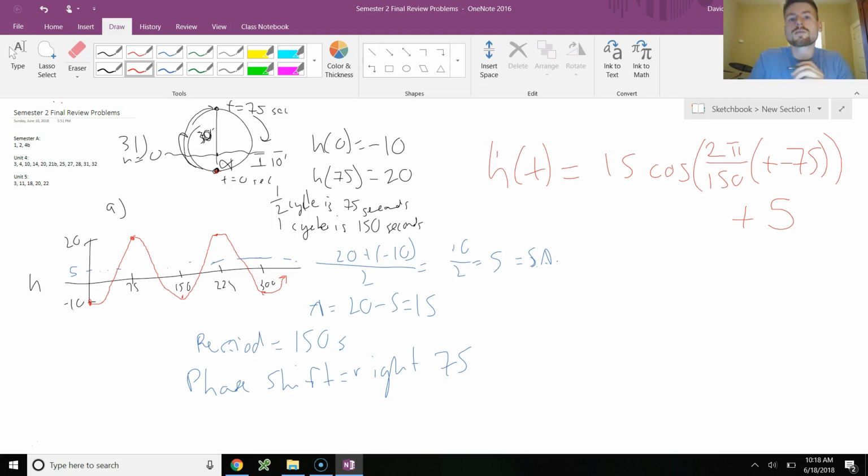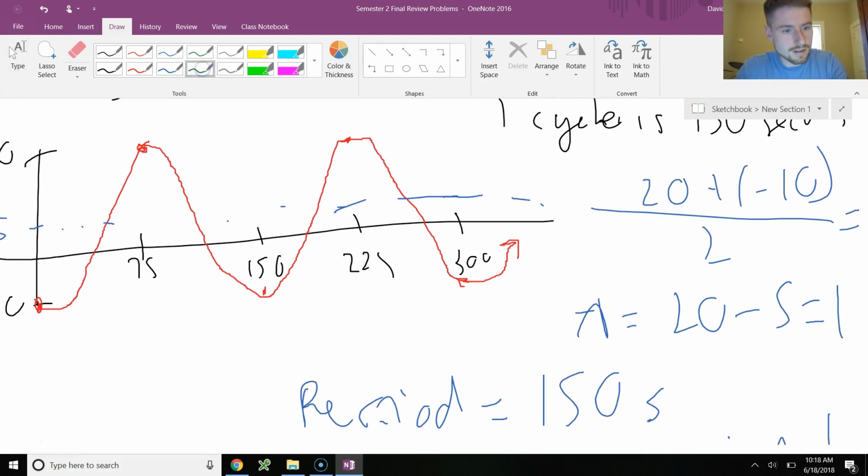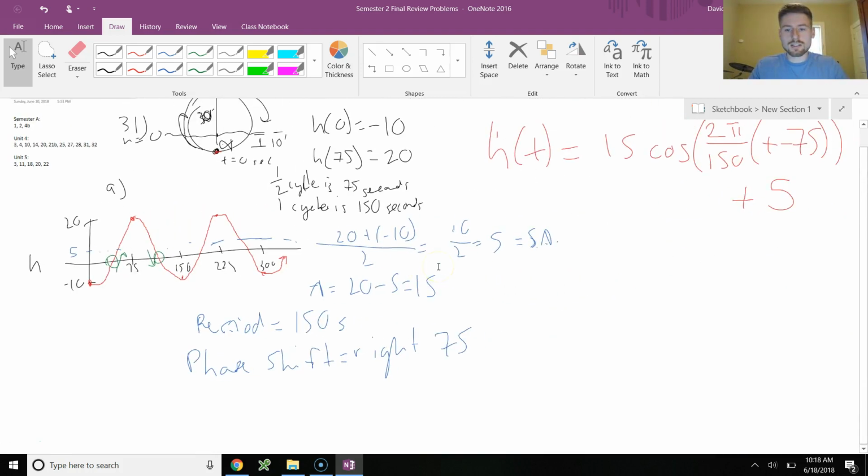And then the question is, when does the fish first exit the water and when does it re-enter the water? So it's asking for 2 times. The times I'll highlight in green. So it's asking about this time and this time. So when does it first exit the water? This is exiting, and this is re-entering the water. And so we're asking, when is h equal to 0? What t's would make h equal to 0? So we'll go ahead and set this equation up and solve it.